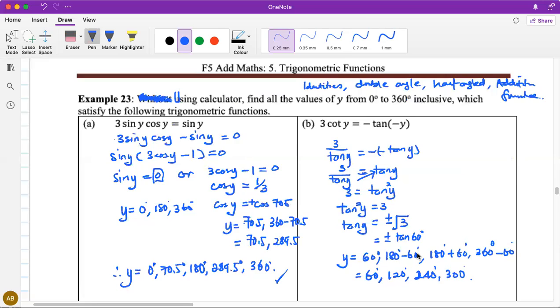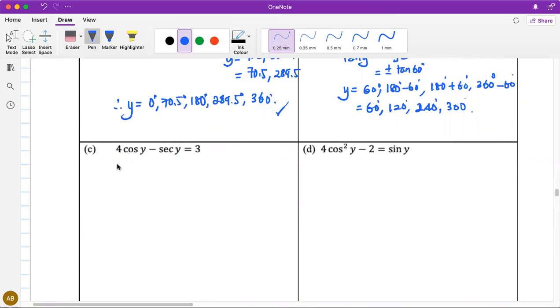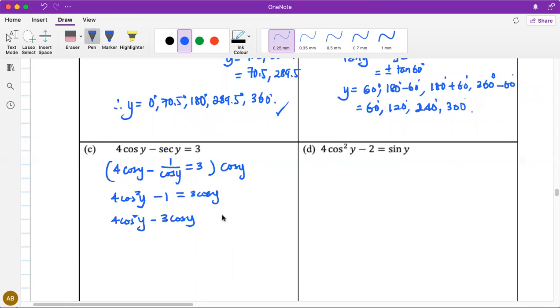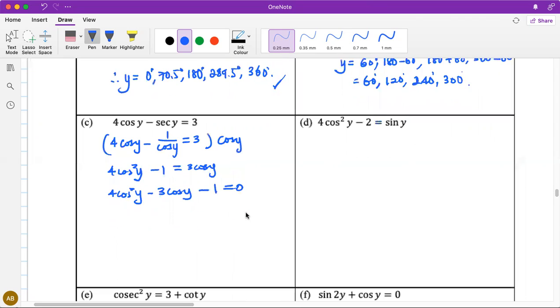C is almost the same as B because cos y and secant. So therefore we change into 4 cos y minus 1 over cos y equals to 3. Then we multiply the whole thing with cos y. Okay, so you get 4 cos square y minus 1 equals to 3 cos y. Then we move 3 cos y to the left hand side. So you get 4 cos square y minus 3 cos y minus 1 equals to 0. So this is just like quadratic equation. You see, if I write that 4x squared minus 3x minus 1 equals to 0. You can solve here. So we use your calculator, right? So you get cos y equals to negative 1 over 4 and cos y equals to 1.